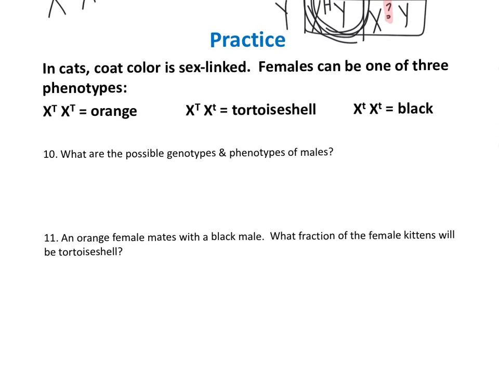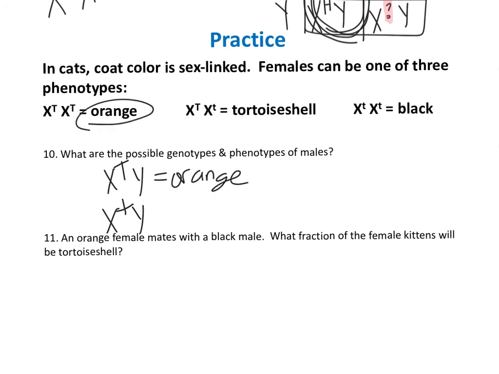Question 10. What are all of the possible genotypes and phenotypes of males? Well, I know my males are XY. So I could, in this particular case of cats, have either a dominant or a recessive on the X, meaning my male could be orange or my male could be black.